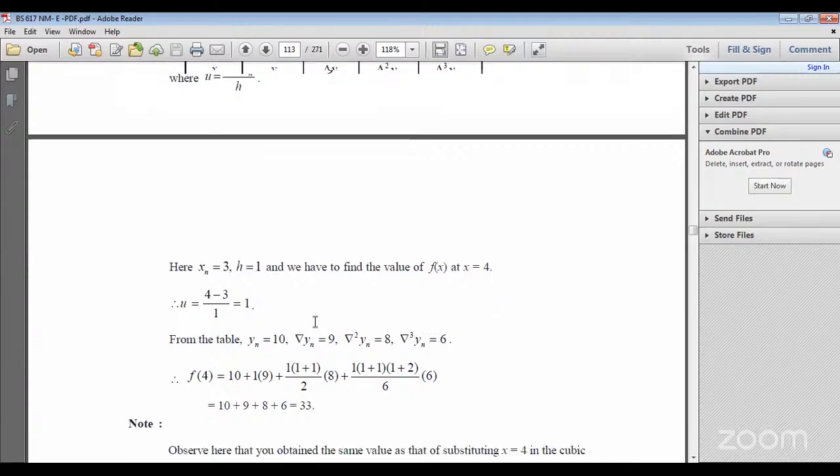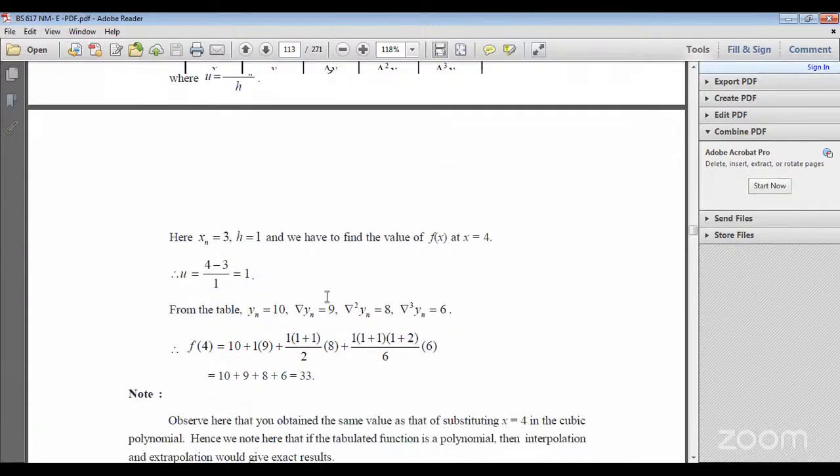So for u, x minus x is equal to 1, you have to find the value of x is equal to 4. x is equal to 4 minus 3 by 4 minus 4 minus 3 by 1 is equal to 1. So we are taking the values of that. So y is equal to 10.